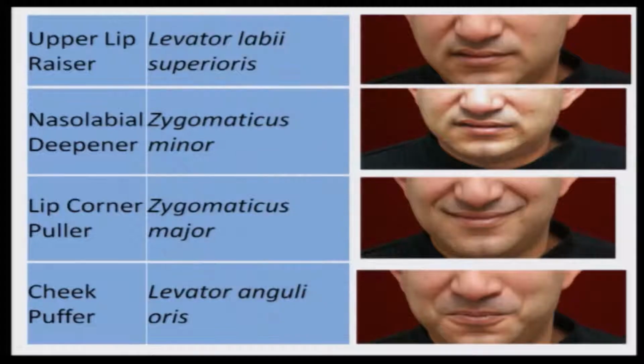Another emotion, a change in the expression. Now, you saw the upper lip raiser, you saw the deepener, again the lip puller and the cheek puffer, okay. And these were different muscle movements which led to a change in the expression.